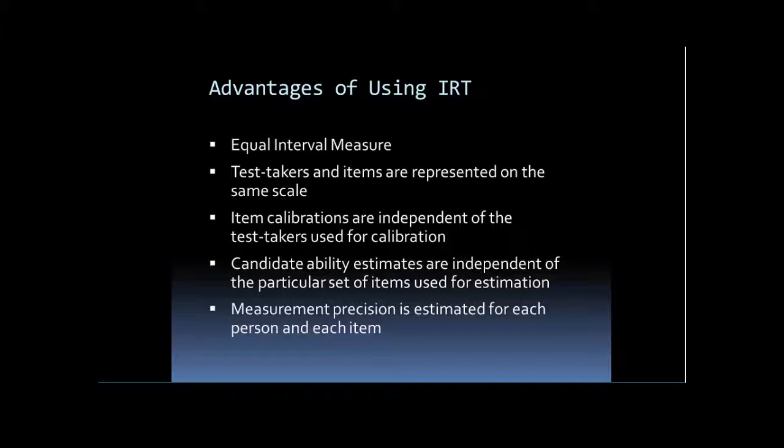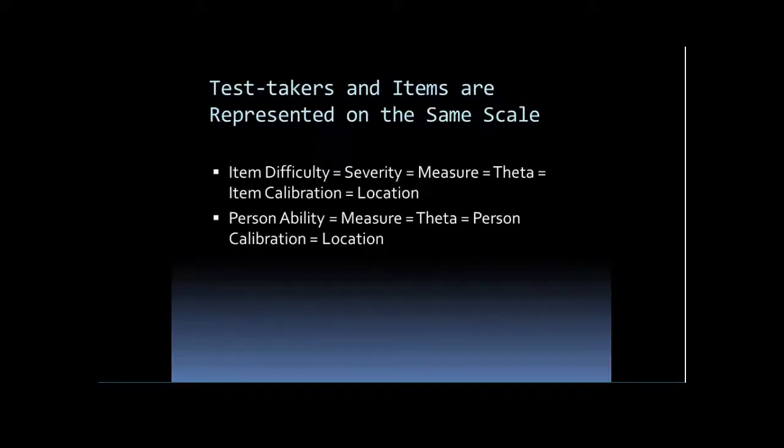And similarly, candidate ability estimates are independent of the items. So I can give different sets of items to different people and get a score on the same scale. And again, we'll go into detail. And finally, measurement precision is estimated for each person and each item. Let's go a little deeper.